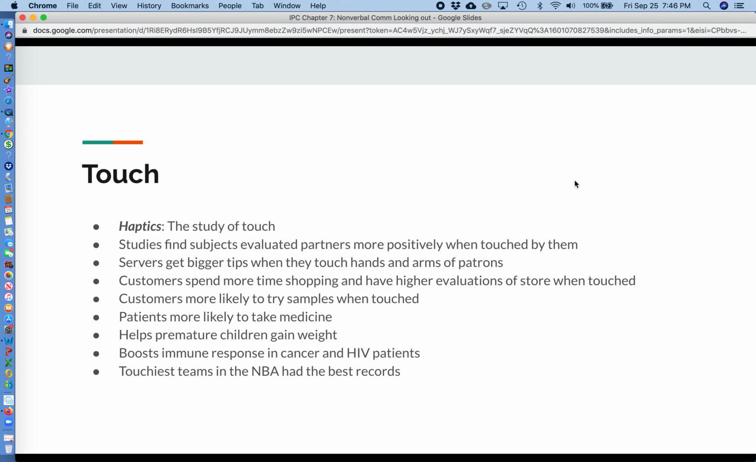Patients are more likely to take medicine if we touch them. We know that children who are born premature gain weight when they're touched. They have a tendency to thrive when they experience touch, right? We know that touching boosts the immune response in cancer and HIV patients. And we've even found that the touchiest teams, the teams that touch each other the most in the NBA, had the best records. So this is why I say there's kind of a magical quality to touch, right? It cements communication in a way and bolsters communication in a way that mere words can't.